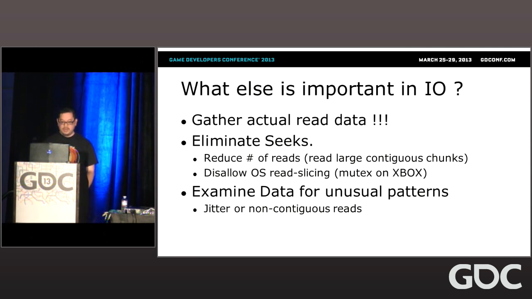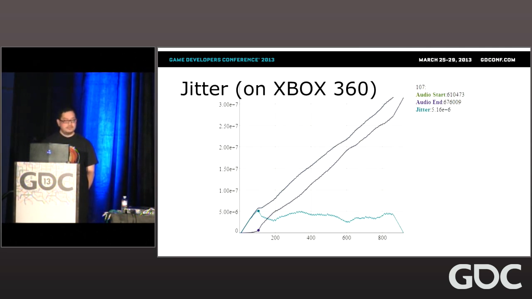And you also want to examine your data for unusual patterns. So here's one pattern that we see on Xbox. The read pointer for video and audio diverge. They're not quite the same, and those two lines are the read pointers, and the bottom line is how much they diverge by. We call this jitter, and in this file we get about 5 megabytes of jitter, but the worst is normally 8 megabytes.